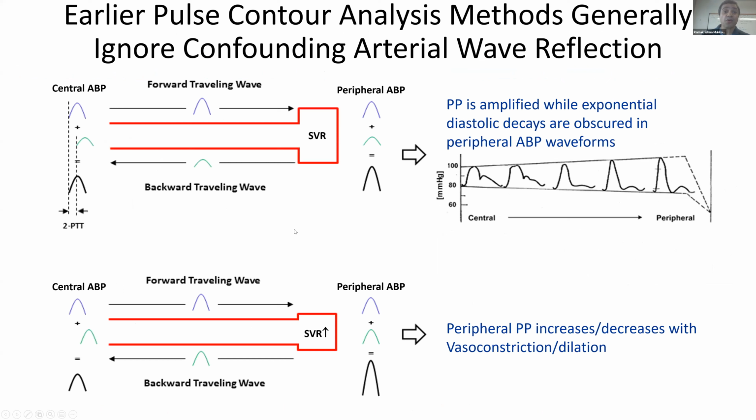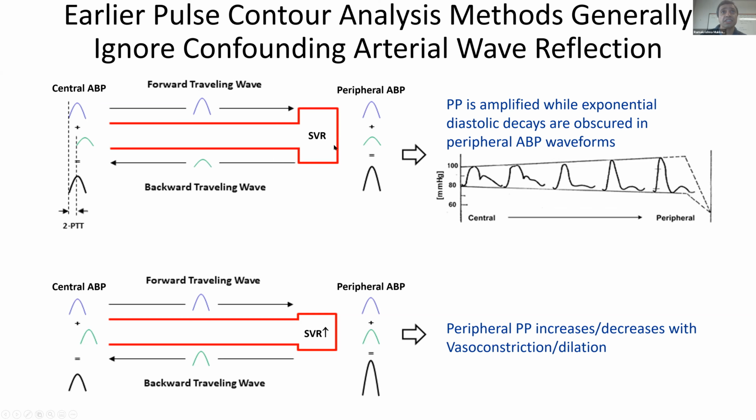However, these and earlier pulse contour analysis methods generally ignore wave reflection, which profoundly impacts the shape of peripheral arterial blood pressure waveforms. That is, when the heart ejects blood, a pressure wave is initiated that travels through the arteries. When this wave reaches the small arteries, a significant part of the wave is reflected back towards the heart. As a result, the actual blood pressure waveform at any given site in the arteries arises as the sum of the forward and backward traveling waves at that site.